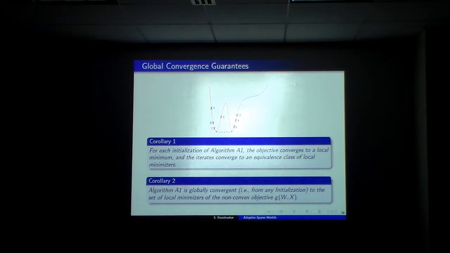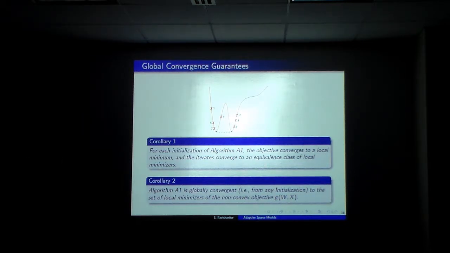This theorem, this result, does not negate that. There could be local optima that are actually better than the ones to which this algorithm will converge. That can always happen with local optima. So the claim is convergence to local optima rather than global optima.